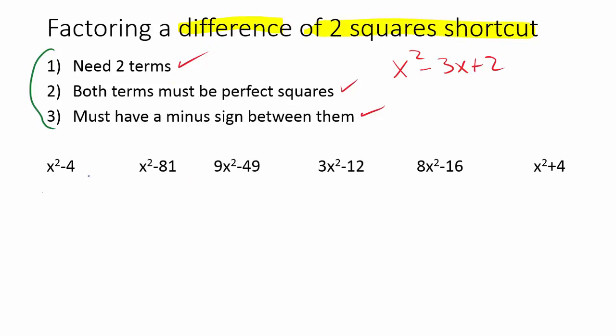So when you see one of these types of problems, like for example this problem right here fits all those conditions. We've got two terms, both of them are perfect squares, they've got a minus sign between, then we can use this shortcut. Now, I'm going to work this out longhand first because some people don't like shortcuts, they just like to connect it to what they already know how to do, so you might not even want to use the shortcut. But let's talk about how we would do this.